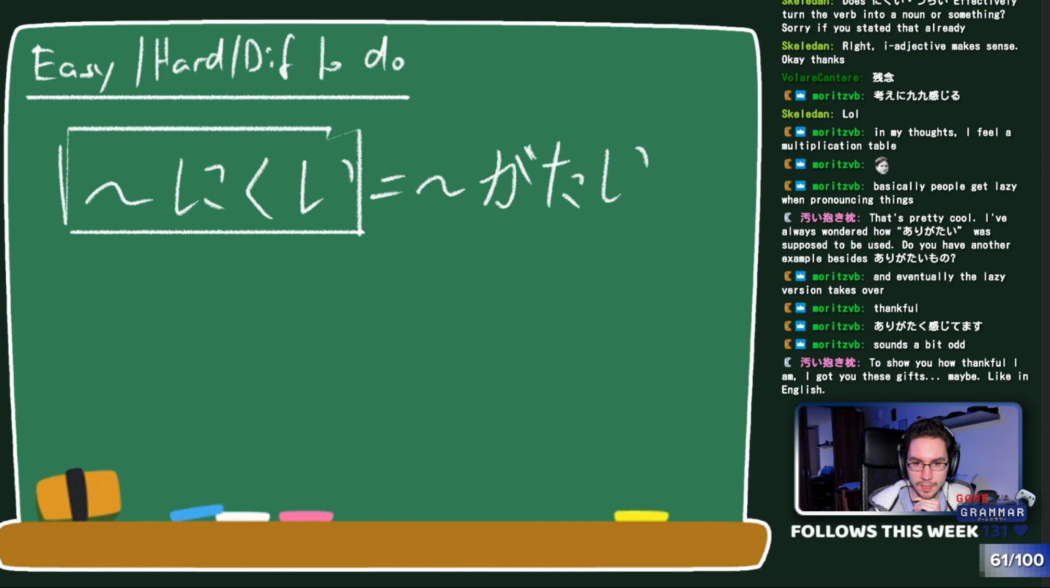I got you these gifts. ありがたい気持ちを表すためにありがたい気持ちを込めてこれをあげます。That would be fine, I think. With my feelings of gratitude, I give you this, kind of like that. I think that would work. I feel like ありがたい気持ち is something that I hear. It would be a specific thing.